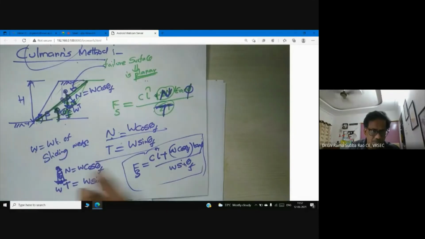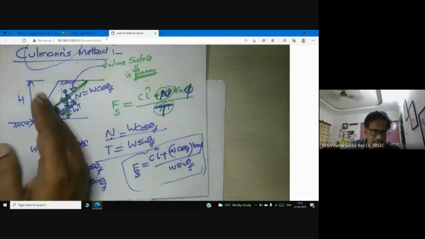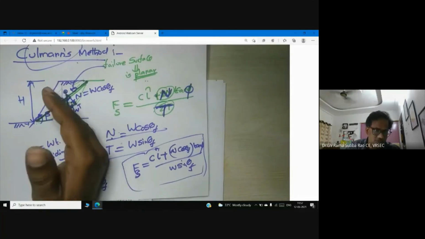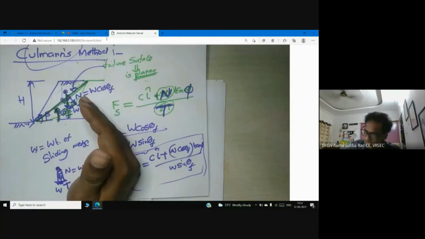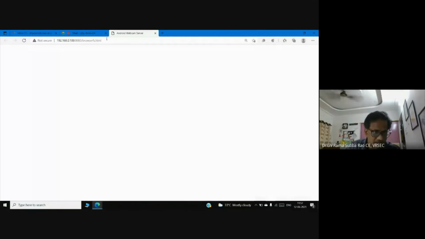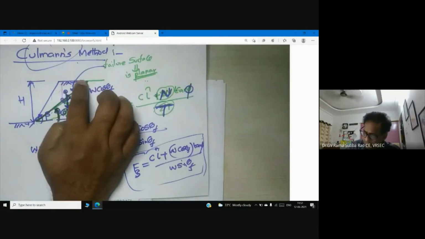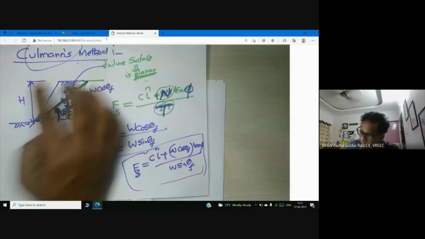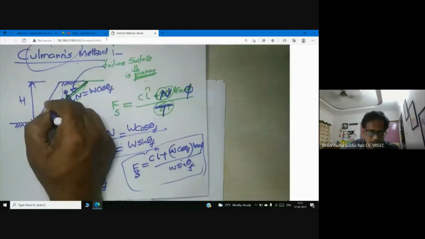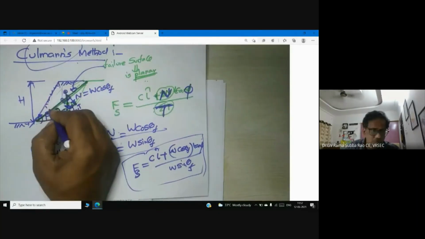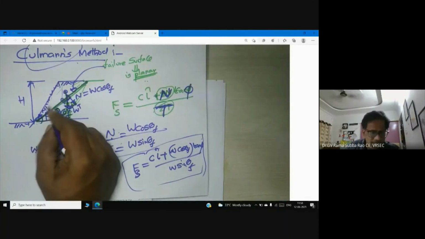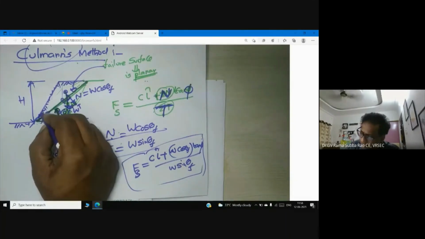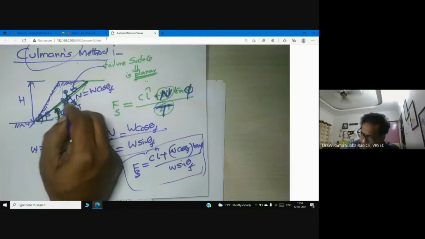So in the previous problem, when we were discussing method of slices, we divided the entire sliding wedge into a number of slices. So this is the sliding wedge, no doubt. This is the weight of it. This is the wedge involved in sliding. That's why when you are reading the book, you may feel difficulty. Sir, what is a sliding wedge? The portion within this failure surface is the sliding wedge.